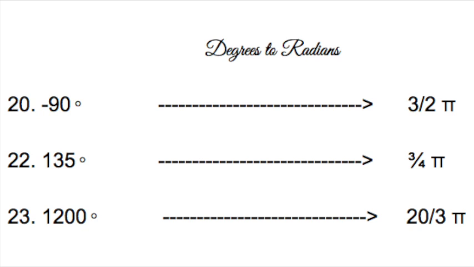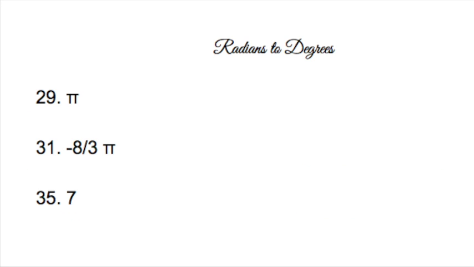The answer provided for 23 is correct. However, it can also be solved with a different answer that falls in the same area of the circle. Since 360 can go into 1200 3 times with 120 remaining, 120 over 1 can be multiplied by pi over 180 with the answer 2/3 pi. Now we're ready to do the reverse.